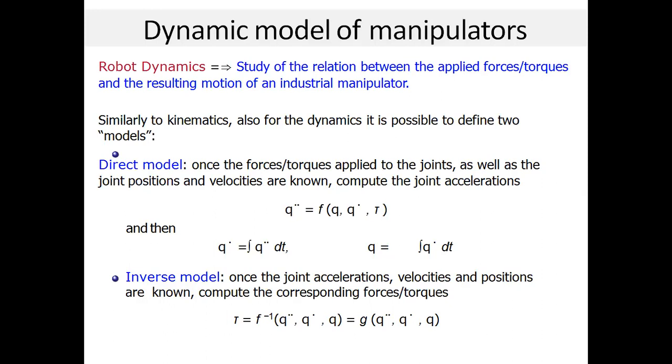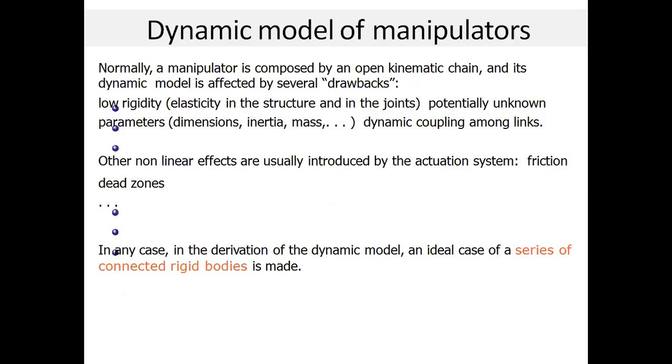In the direct model, the force at the task applied to the joint is known, as well as the joint positions and velocities. What we have to compute is the joint acceleration. In the direct model, force, position and velocity are all known, and we have to compute the acceleration. The inverse model is the reverse. The joint accelerations, velocities and positions are known, but we have to compute the force or torque. Okay. So this is the dynamic model.